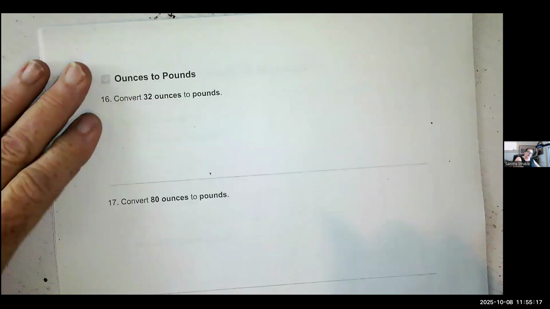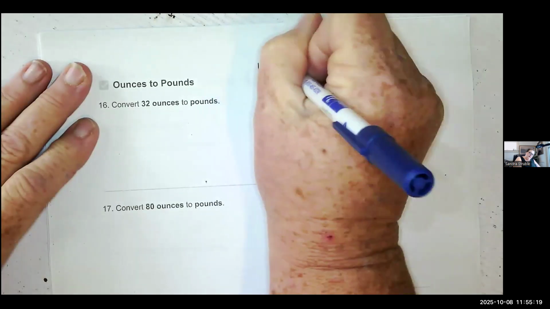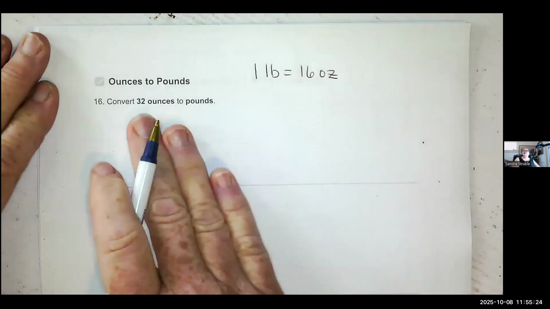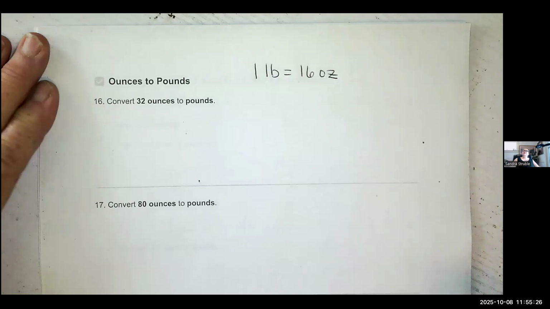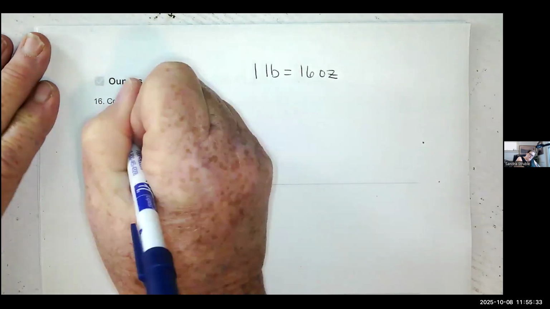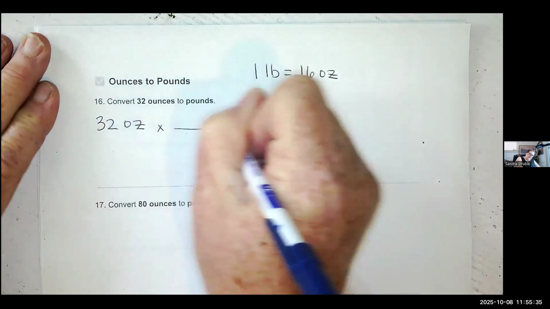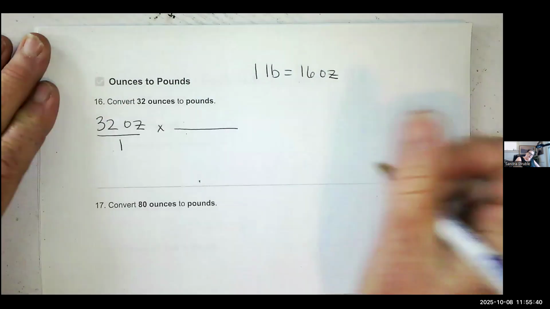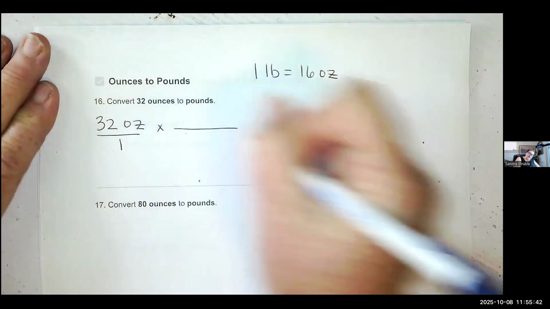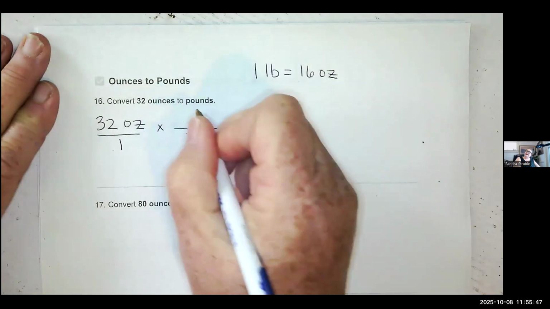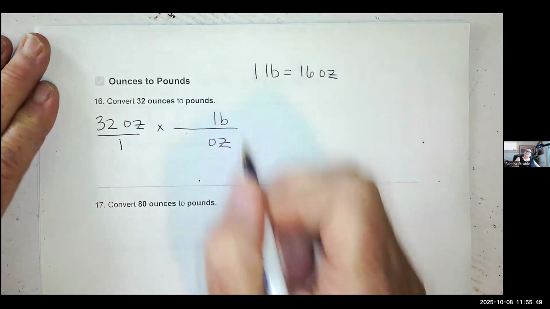All right, same concept. We've got 1 pound is equal to 16 ounces. We're going to convert 32 ounces to pound. Pause the video, attempt this yourself, and then come back to see how you did. Start with what you're given. Set up your conversion. Remember, this is over 1. We want to get rid of our ounces. Ounces are on top, so I need ounces on bottom to get rid of it. And I want to end up with pounds, so I want LB up top for pounds.